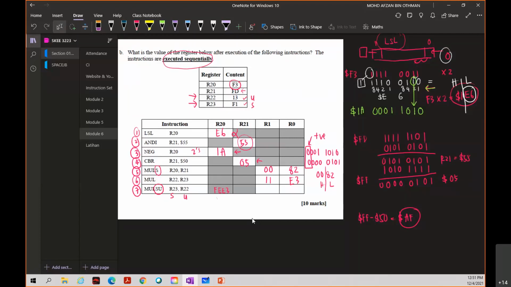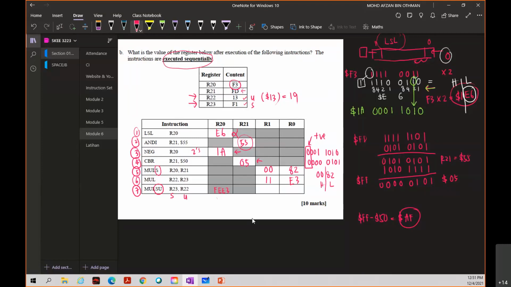For the unsigned number, you can simply take the value 13. Or, because this is a multiplication, why not change it to decimal. So 13 in hex is actually equal to 19 in decimal. And what about R23? Since R23 is a signed number, you need to check whether it is a positive or negative number. How to check? Change it to binary and identify bit 7, either it's a 0 or 1.